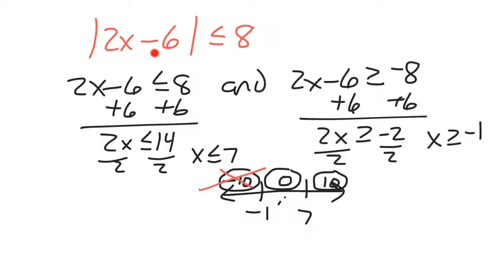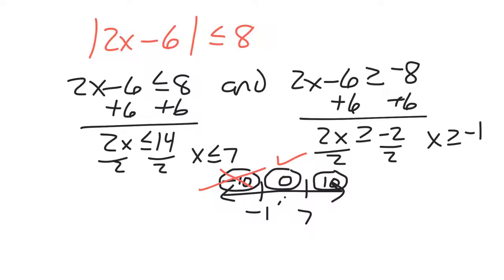Try 0. If we do the same thing for 0, 2 times 0 is 0. 0 minus 6 is negative 6, but the absolute value of negative 6 is positive 6, which is less than or equal to 8. So 0 is a solution, and we'll keep that. And 10, one last check. 2 times 10 is 20. 20 minus 6 is 14. The absolute value of 14 is 14, and 14 is not less than or equal to 8.